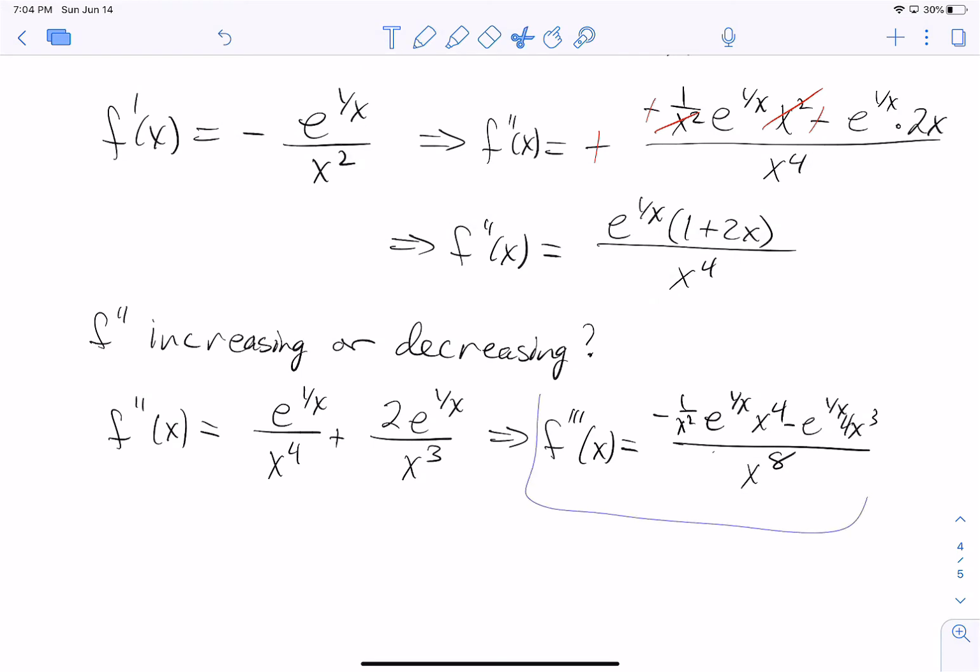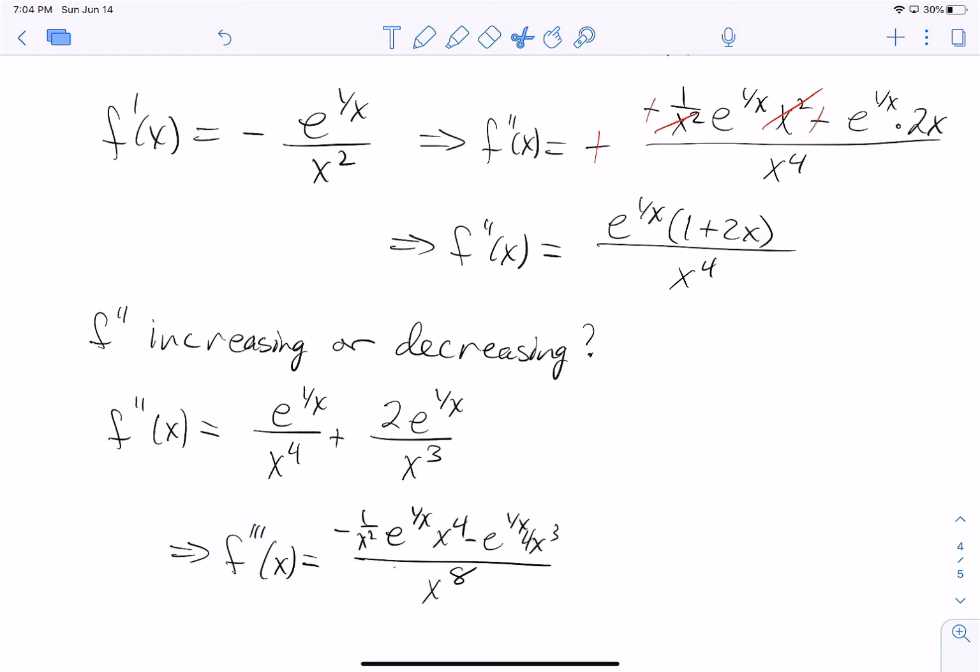I thought I was going to be able to squeeze this in here, but I can't. That's the first term's derivative. For the second term, our derivative is, so we have a plus, negative 2 over x squared e to the 1 over x times x cubed minus 2 e to the 1 over x times 3x squared, all divided by x to the 6th.